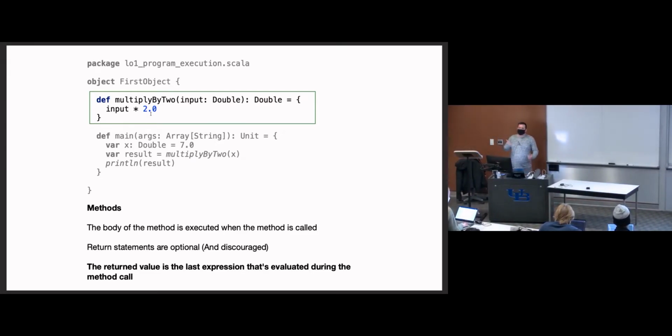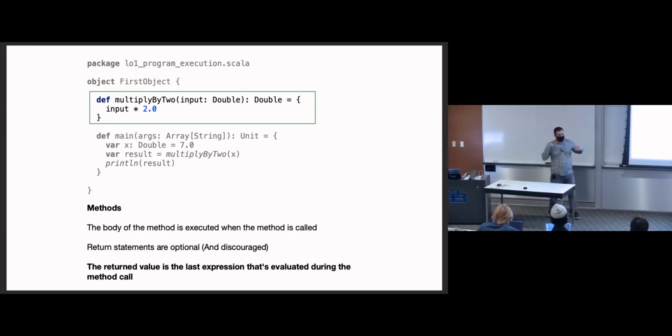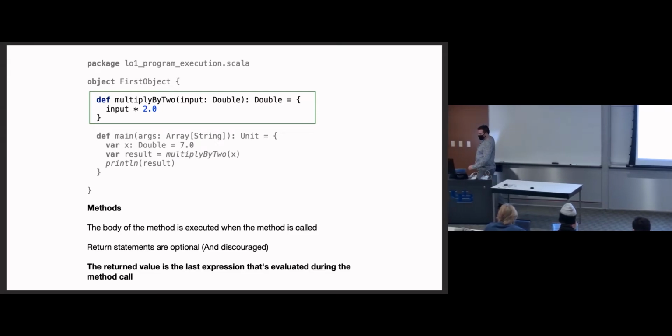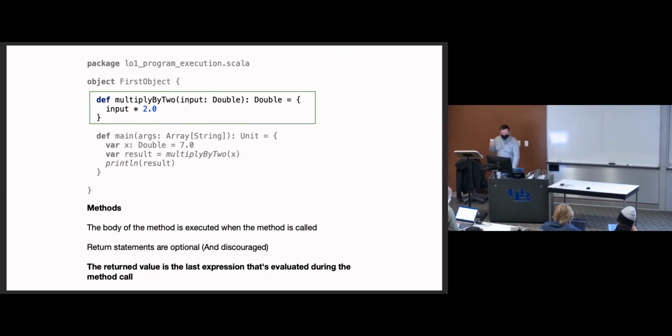Since there's nothing left to execute, we hit the closing brace. Nothing left to do. So whatever that last expression that was evaluated, that's what's going to be returned. That's the value we get out of this call. And there are a lot of implications of that. In the next example, we'll see an implication of that.